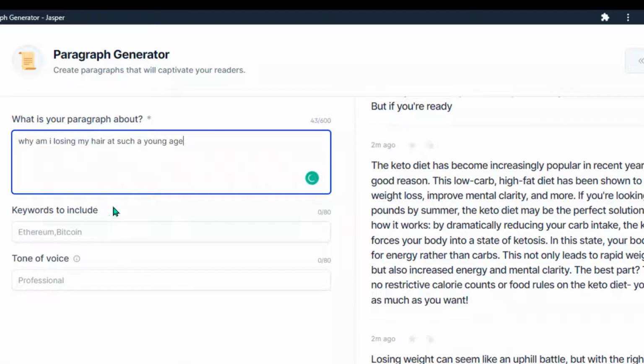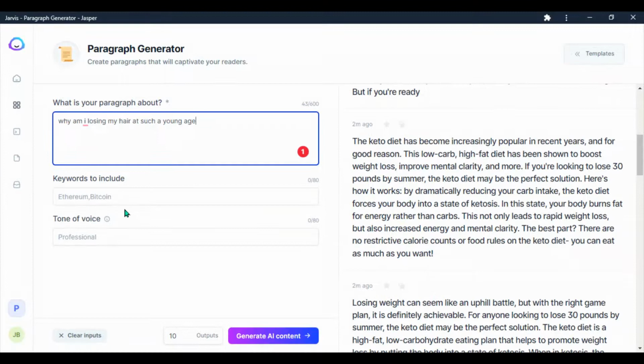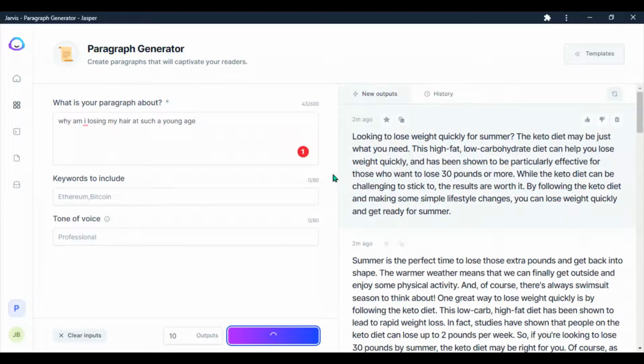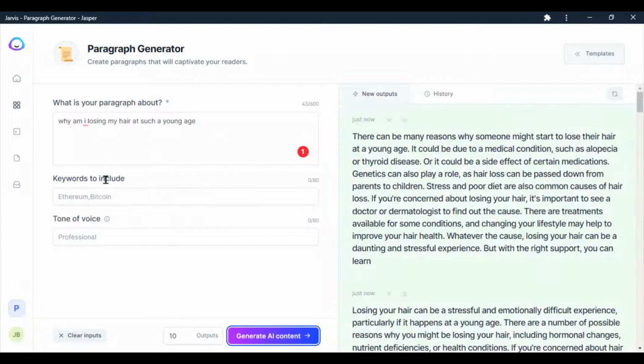Okay, so for my example is why am I losing my hair at such a young age? I got a receding hairline already. I'm upset about it, but let's see what Jasper has to say about my receding hairline. So if you're doing this for blogging, I would always tell you to include a keyword as well, and you do a tone of voice to try and match your brand.